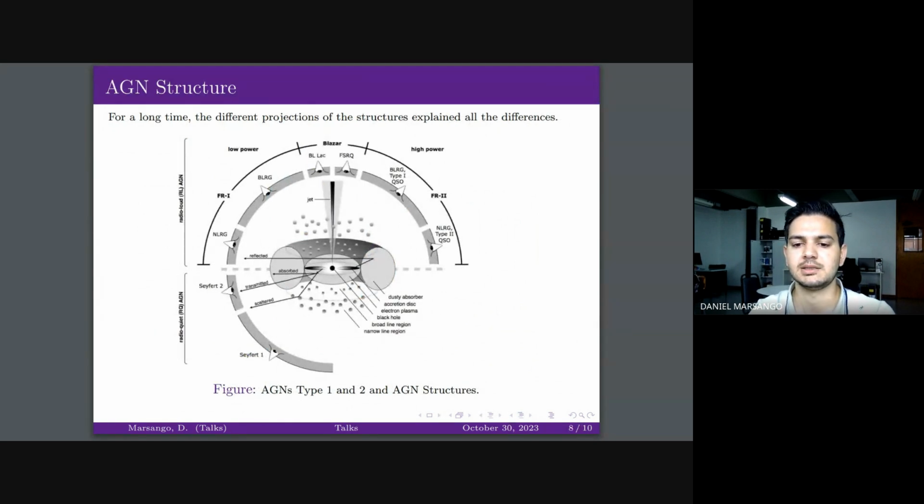What explains these different characteristics observed in the spectrum? For a long time, different projections explained this difference. These models were introduced by Antonucci and Miller in 1985. In this system, they consider the different projections of the AGN in the line of sight to explain the different characteristics observed in the spectrum. For example, compare the Seyfert 1 to Seyfert 2. In the Seyfert 2, it is not possible to view the inner region of the AGN. The torus absorbs the light from the inner region of the AGN.